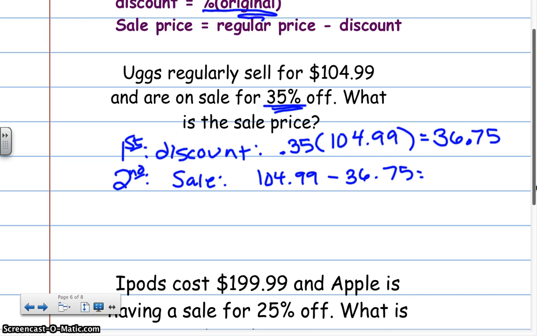That's cheap. 104.99, take away 36.75 is $68.24. You got 25 cents? You got 25 cents too. 104.99 minus 36.75 should be 68.24.